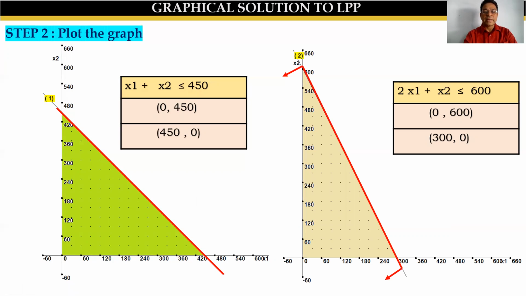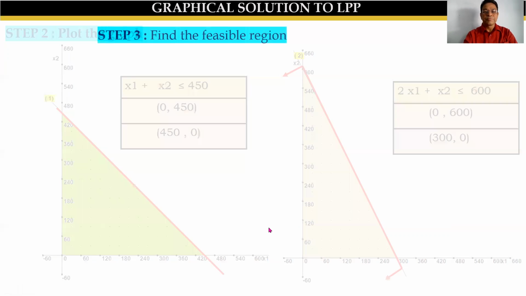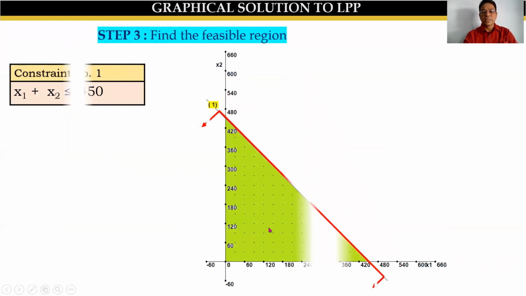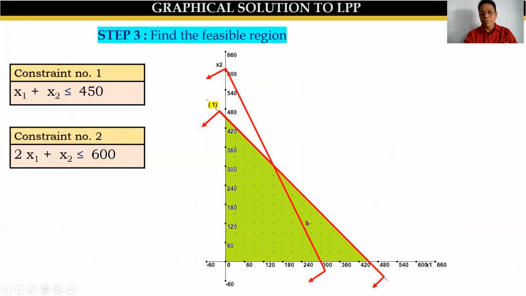So what will be the next step? The next step would be to find the feasible region considering both the constraints. So let's find it. The first constraint says that this is the feasible region, but the second constraint says that no, this entire region cannot be the feasible region.